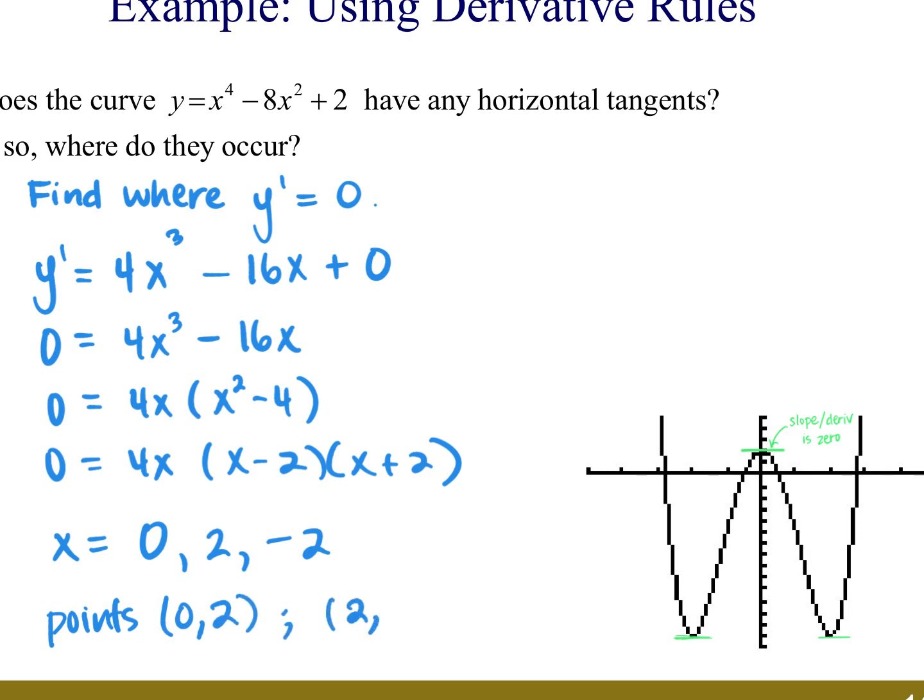and 2, let's see, 16 minus 14. And then my other one is negative 2, negative 14. Those are my 3 points. And then I would write 3 tangent lines to go with those 3 points, all of which would have a slope of 0.